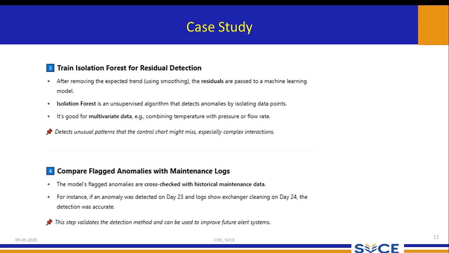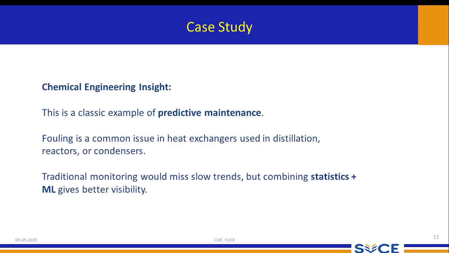For instance, if an anomaly was detected on day 23 and the log shows exchanger cleaning on day 24, the detection was accurate. This step validates the detection method and can be used to improve the future alert system. Okay, so what is the chemical engineering perspective? How do you see this?